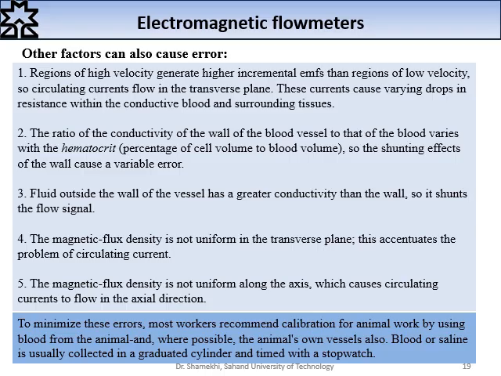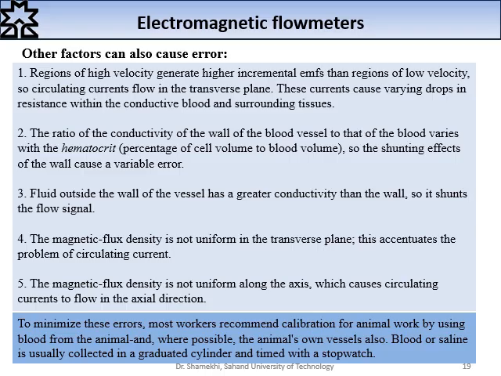Regions of high velocity generate higher incremental EMFs than regions of low velocity. So circulating currents flow in the transverse plane. These currents cause varying drops in resistance within the conductive blood and surrounding tissues. The second error factor: the ratio of conductivity of the wall of the blood vessel to that of the blood varies with the hematocrit, the percentage of cell volume to blood volume. So the shunting effect of the wall causes variable error.